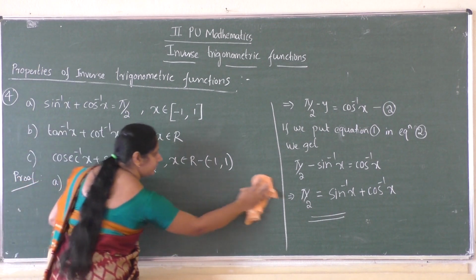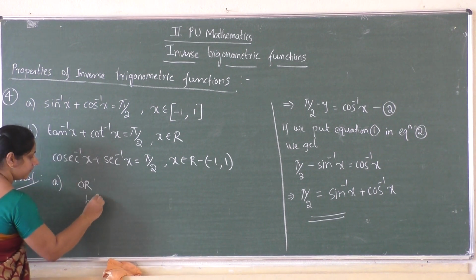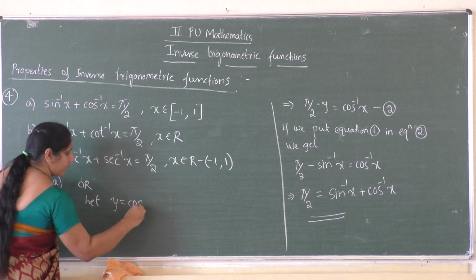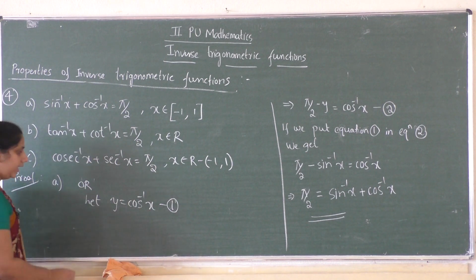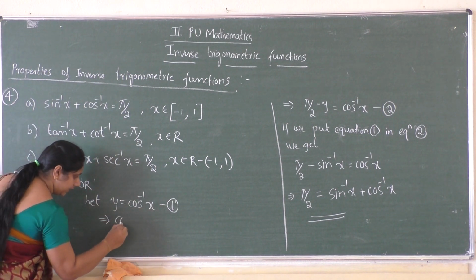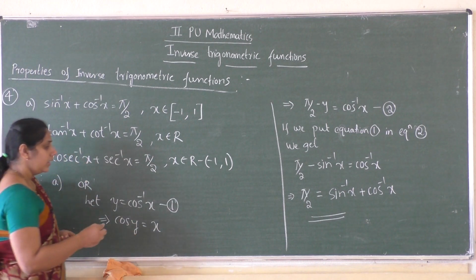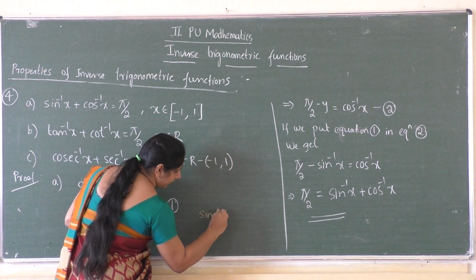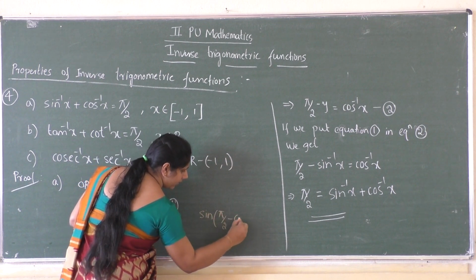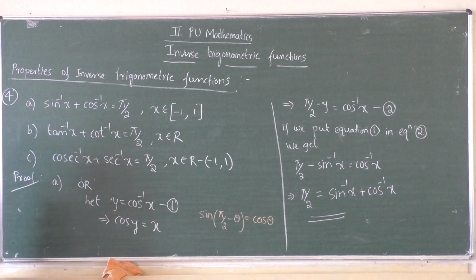Or the second method is, let y equal to cos inverse x. If y equal to cos inverse x, that implies cos y equal to x. Now in first year trigonometry we know one formula, that is sin of pi by 2 minus theta equal to cos theta.